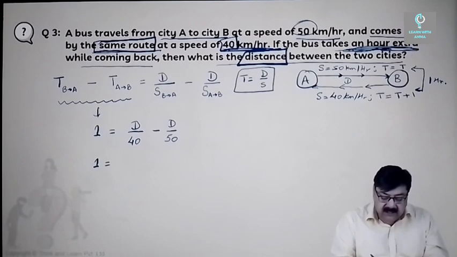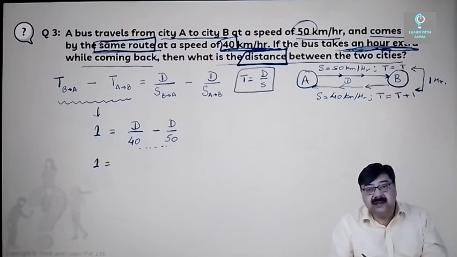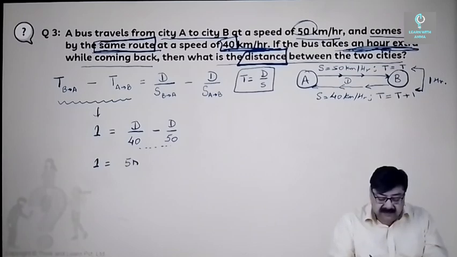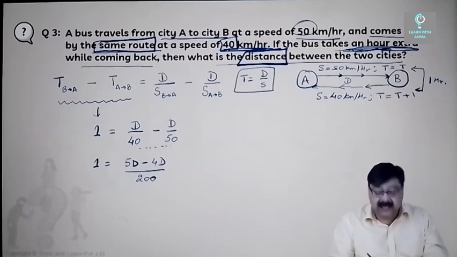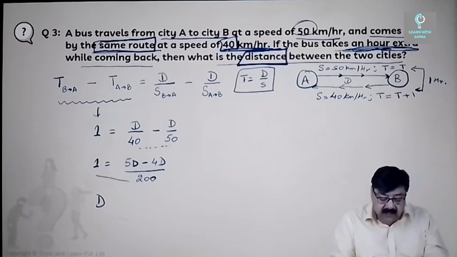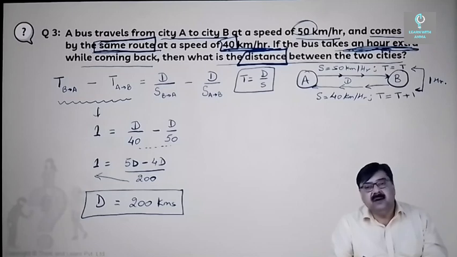Now 1 equals the LCM of 40 and 50 is 200. So this shall become 5D minus 4D by 200. Now 5D minus 4D, you know, is D. 200 goes here. So the distance between the two cities is 200 kilometers.